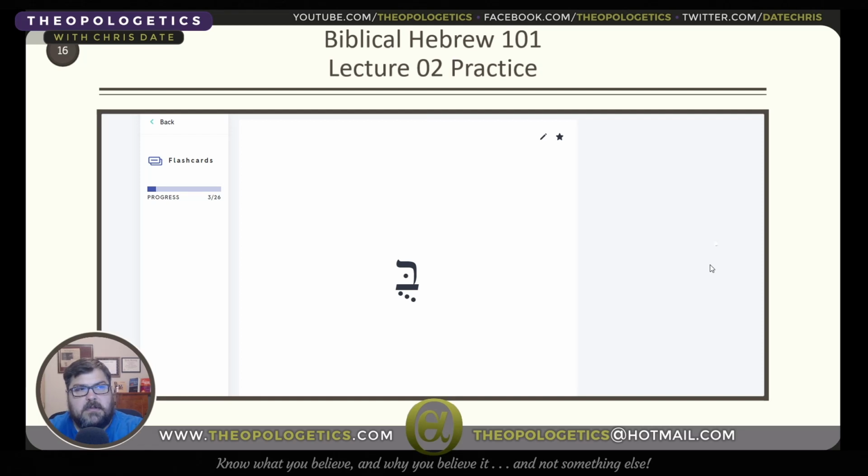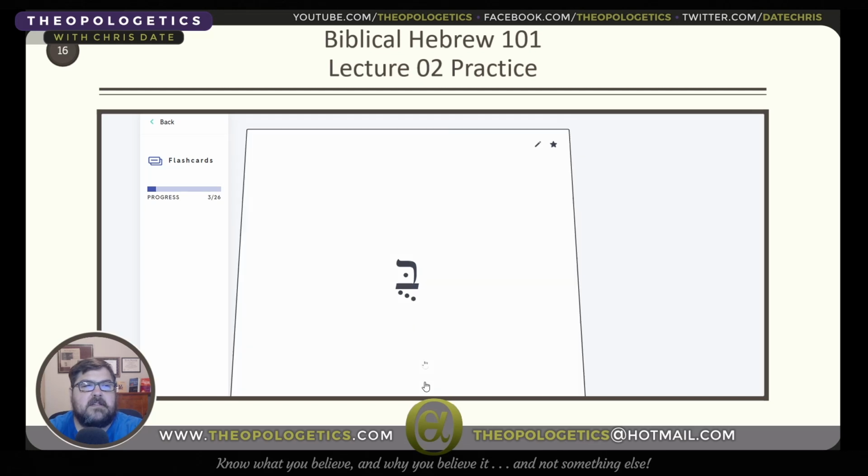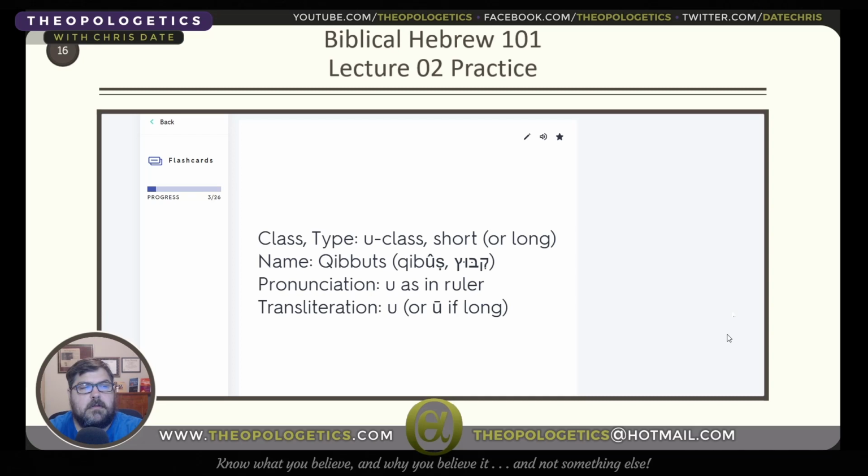This vowel, 3 dots in a diagonal line under the consonant. What is this vowel? This vowel is kibbutz. This is a U-class vowel. It's usually short, sometimes long. It makes the sound oo, like the U in rule. It is transliterated as a U, the English letter U. When it's long, it has a line over it. I think that's it. Yep. All right.